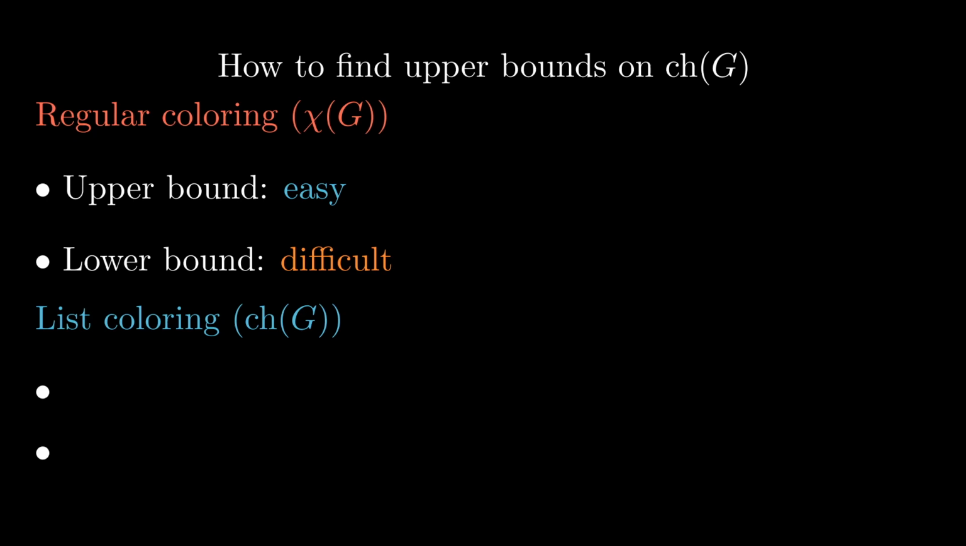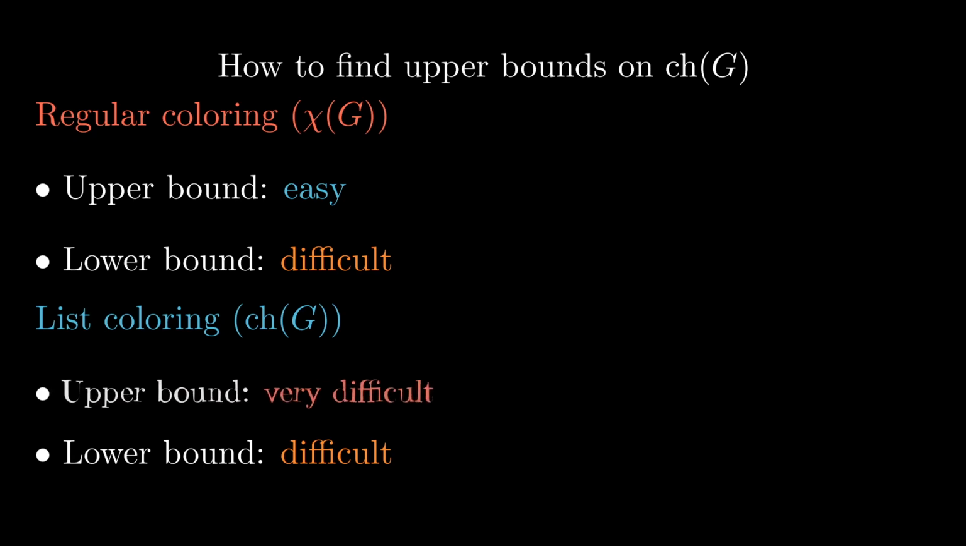On the other hand, for list coloring, lower bounds are about as hard as a lower bound for regular coloring, since all you have to do is apply an assignment of colors, and then prove that no choices from the assignment create a working coloring. If you actually paused the video and did the previous exercise, you just created a lower bound for a list coloring. But an upper bound for list coloring is much more difficult, since we need to prove that for all possible lists, a coloring exists. So how might we approach this?